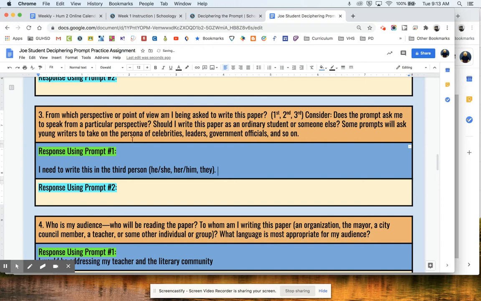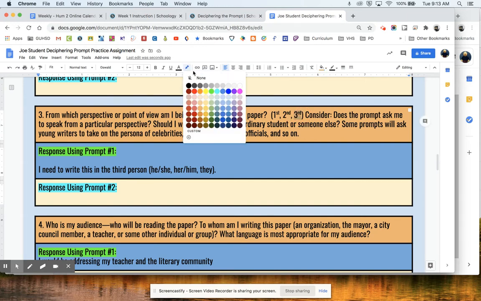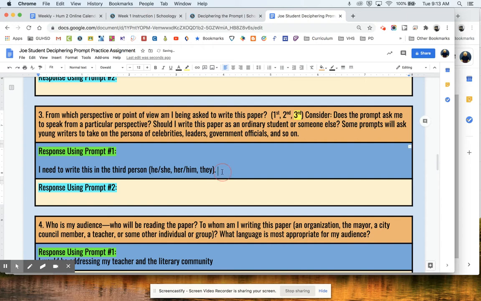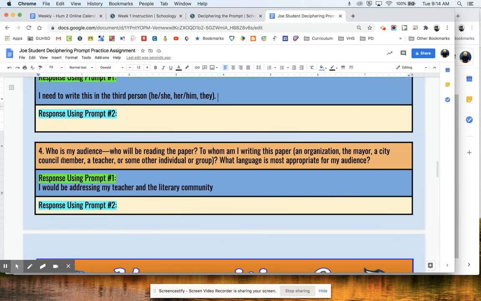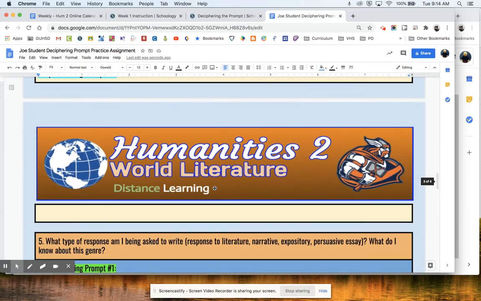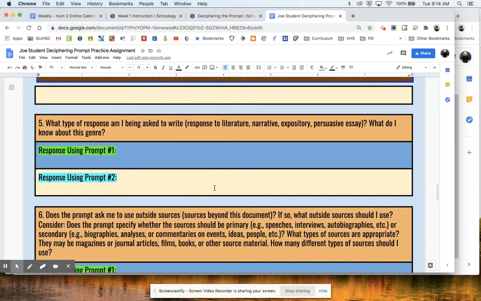This is an academic essay, so you always write in the third person in an academic essay. I'm going to ask you to compare and contrast. I'm going to ask you to argue, and that's going to be in the third person. For audience, you would be addressing your teacher and the literary community. That's a fancy way of saying that there's an ongoing discussion about literature, and your essay will be part of that discussion. If it gets published, it will reach a wider audience.